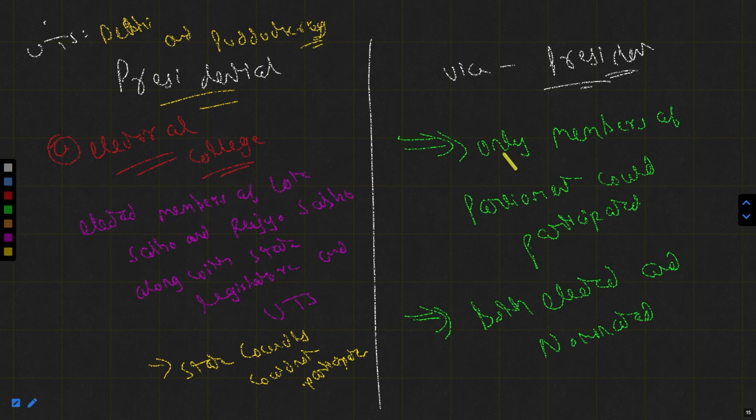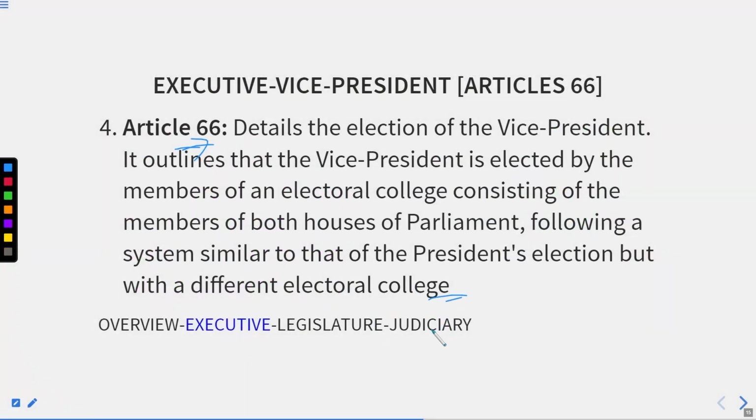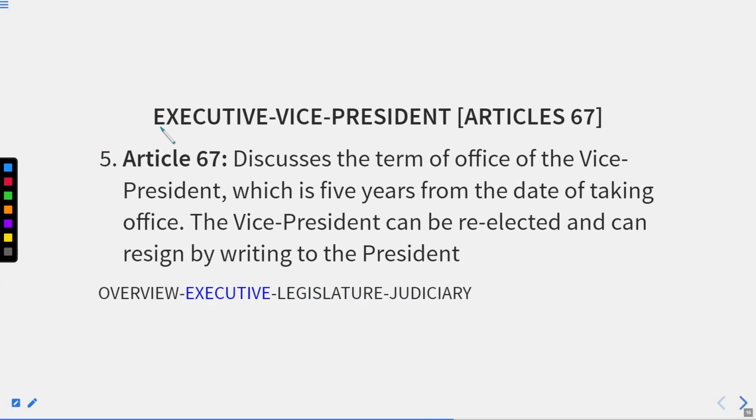Okay. In the vice president election, members of parliament could participate, but both could be elected and nominated. There is no restrictions. All right. So remember this thing. Move forward.